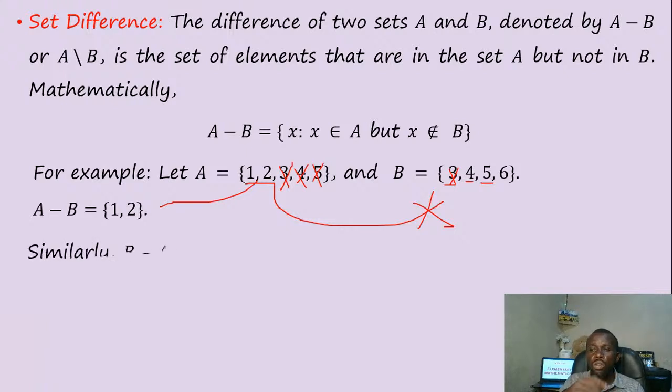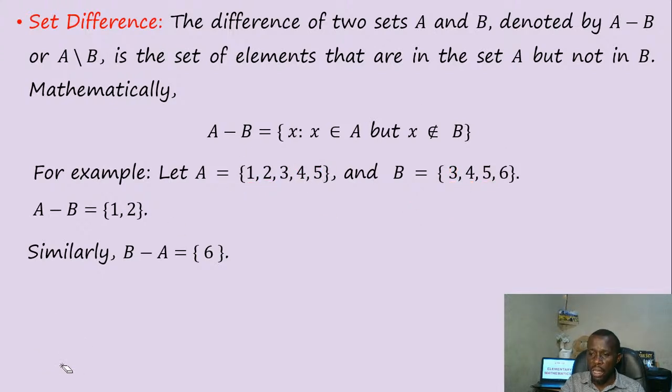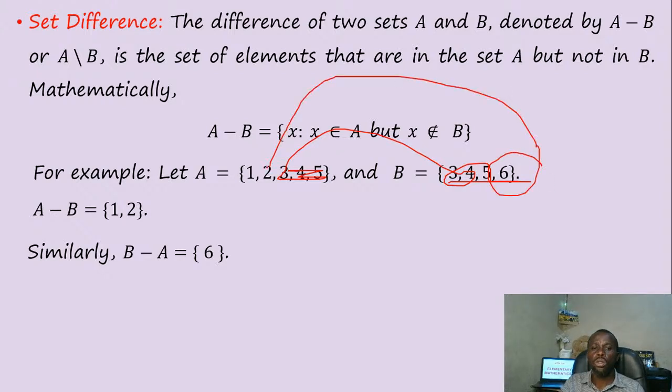Now, let's talk about B minus A. For the B minus A, let me erase this. For the B minus A, what are the elements in B that are not in A? It's just simple. It's 6. All these 3, 4, 5, they are in B, right? And also in A. But it's only 6 that is in B that is not in A at all. So that is difference, a set difference. Okay. Now, let's move on.